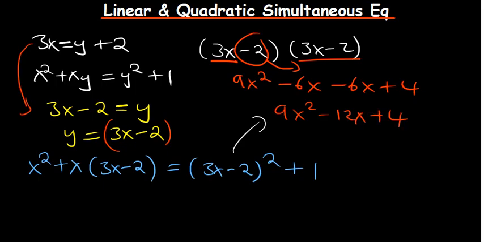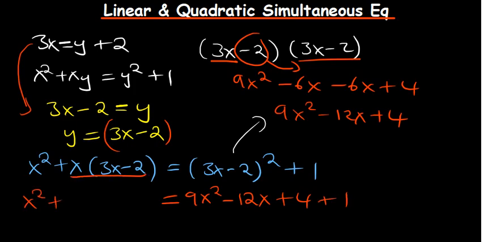Okay, so that is going to substitute this part. So 9x squared minus 12x, and then plus 4, and then don't forget this one, plus 1. The other side we have x squared. You can multiply x with whatever is inside there. So I have 3x squared minus 2x.